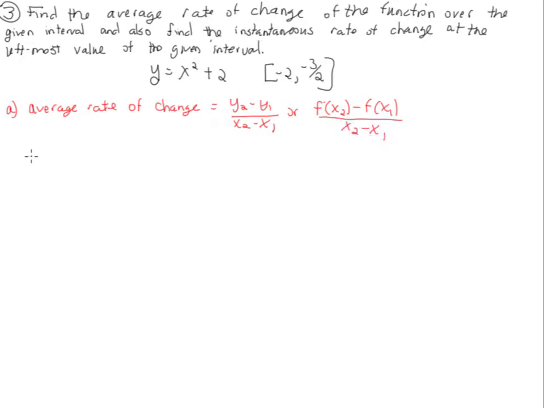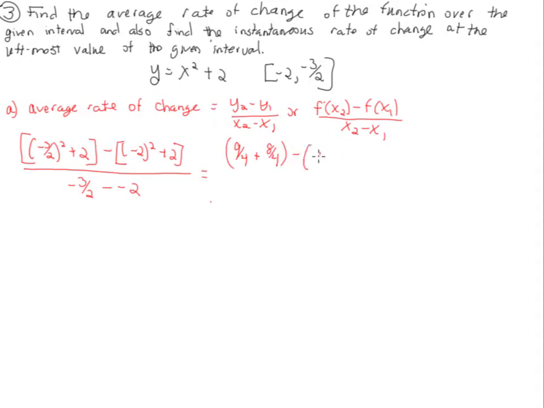So the first thing I'm going to have to do in this example is figure out my y value at each of these points, or I can directly substitute into my equation using f of x2 minus f of x1. So that's what I'm going to try this time. For f of x2, I'm going to replace every x with negative 3 over 2, minus f of x1, replacing every x with negative 2, divided by negative 3 halves minus a negative 2. Using my rules of algebra, I'll simplify this compound fraction as follows.